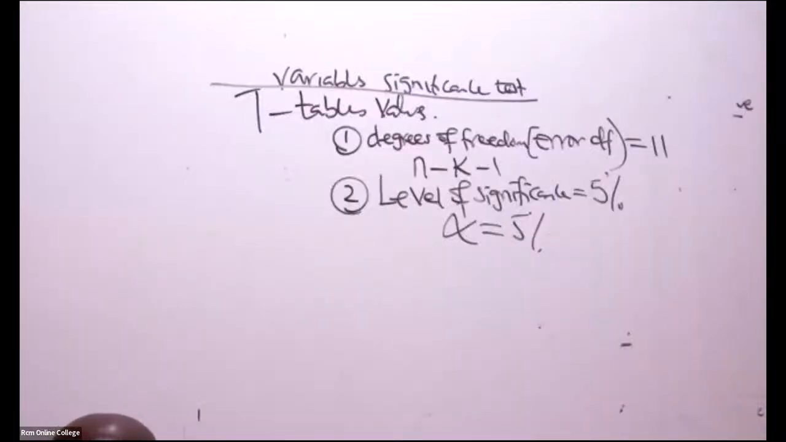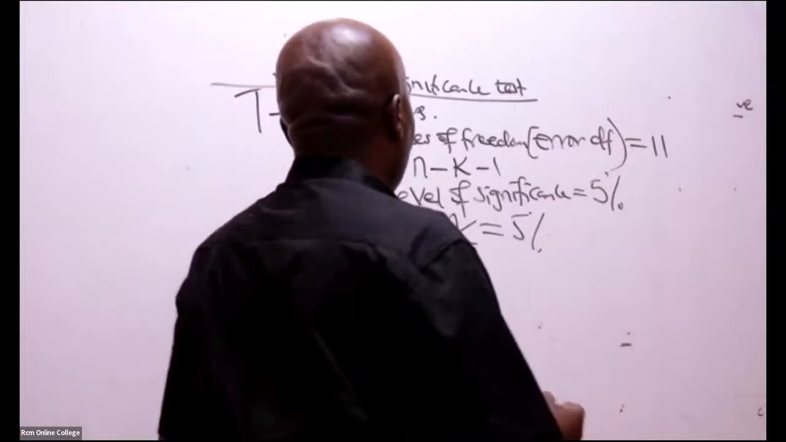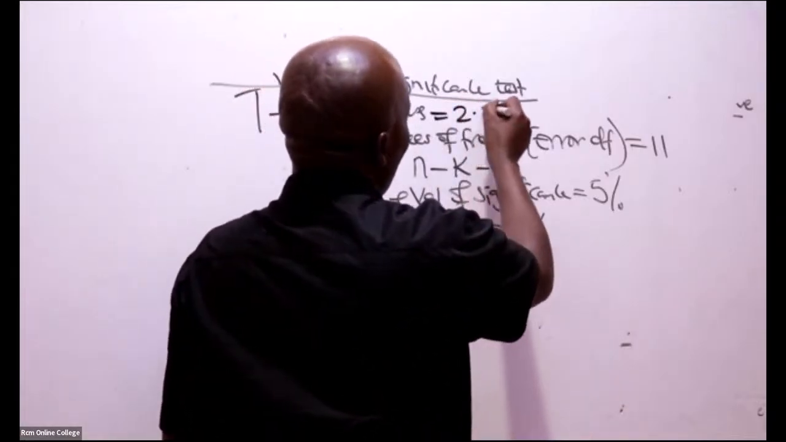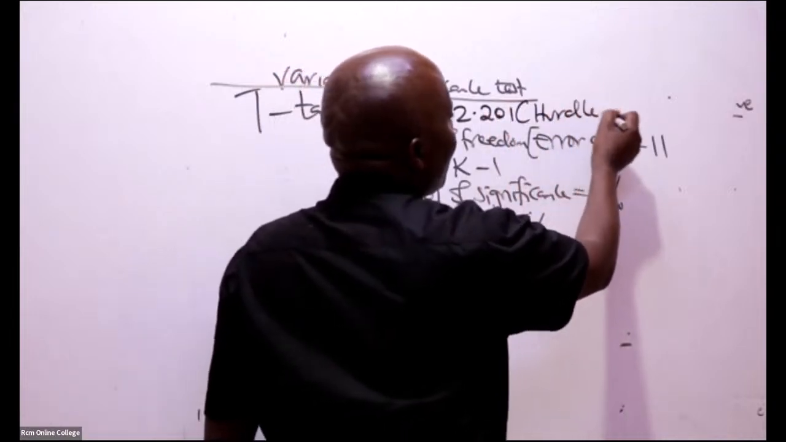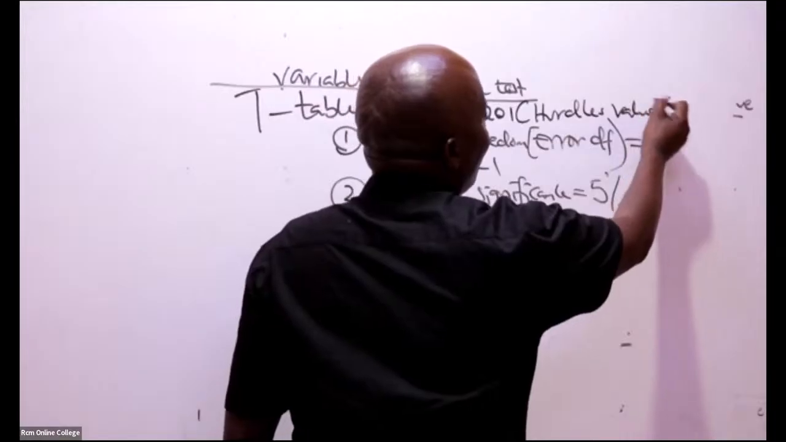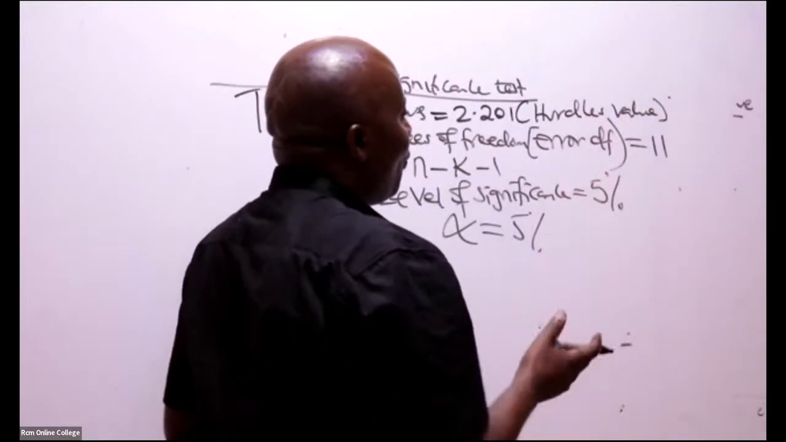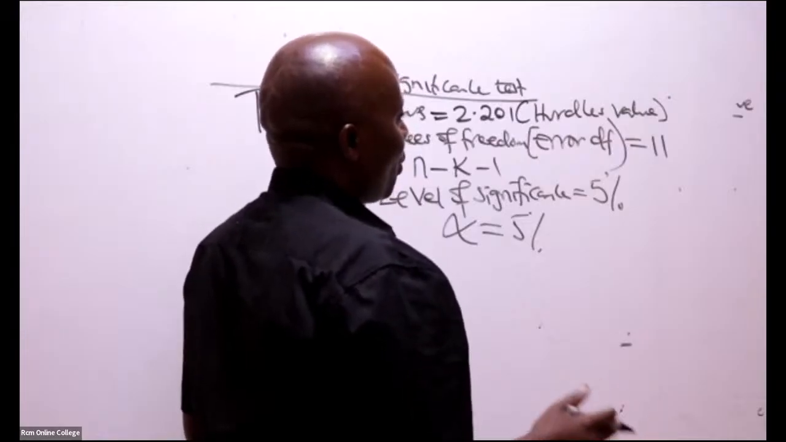So our T critical is 2.201. This T tables value is 2.201. Remember, this is the hard dose value. If you exceed this, then you are very significant. You are very, very strong.